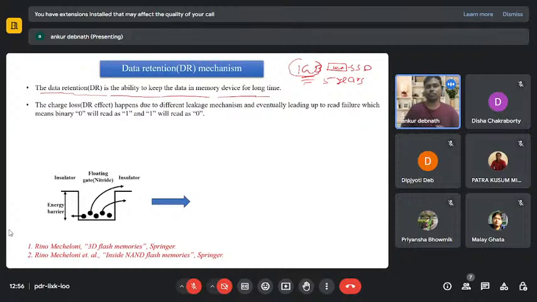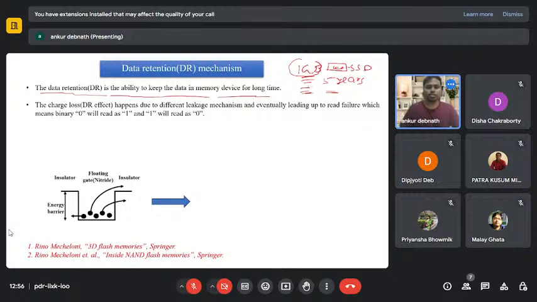Maybe 3 years or 4 years or 5 years, depending on how much warranty period the company is giving. The company always gives some warranty period: 3 years, or 4 years. It means at least 3 years you have that data. After that we don't know, but at least 3 years you have that data. So if the device reliability is very poor, then maybe in 1 year the file will be gone.